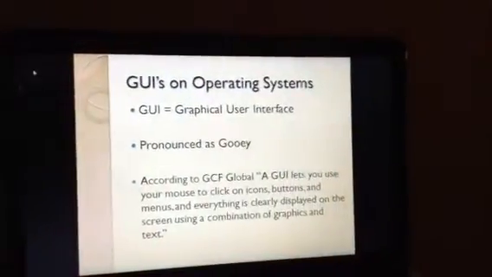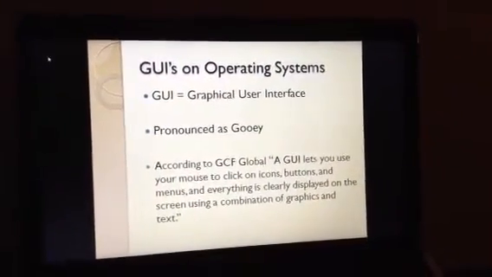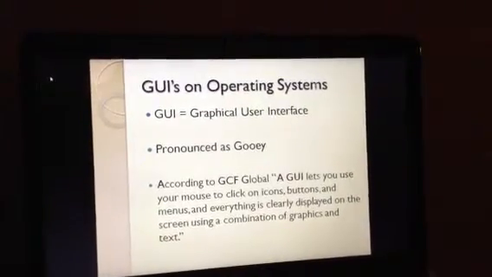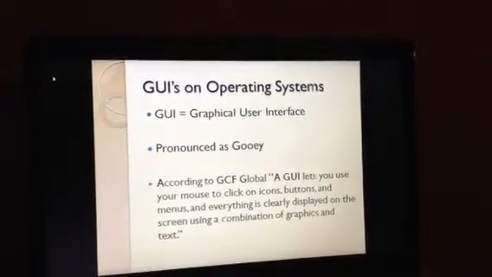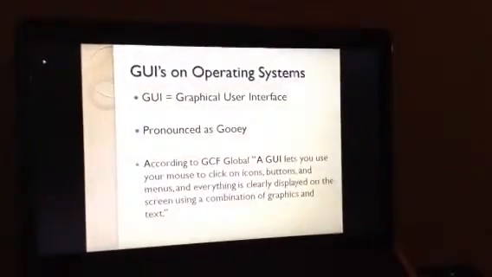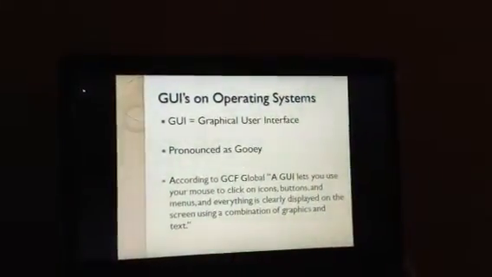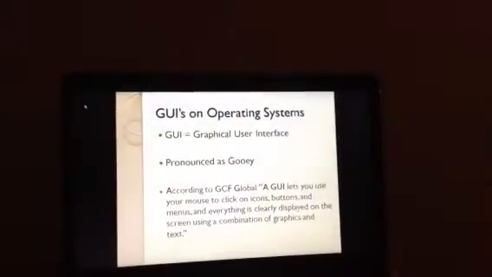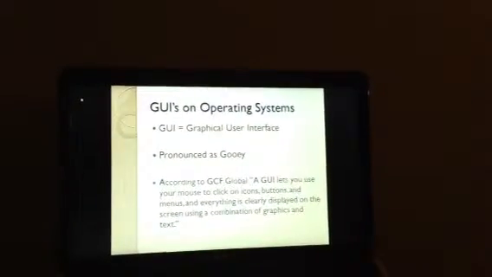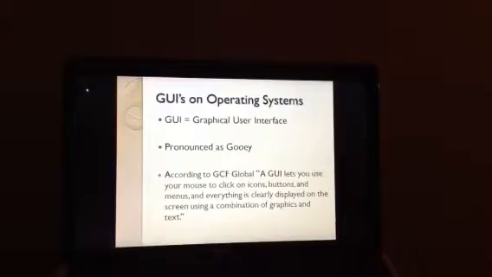GUI is an operating system. What is a GUI, you might ask? Well, it's pronounced a GUI. Funny, right? Yes. A GUI is a graphical user interface. According to GCF Global, a GUI lets you use your mouse to click on icons, buttons, and menus, and everything is clearly displayed on the screen using a combination of graphics and text.